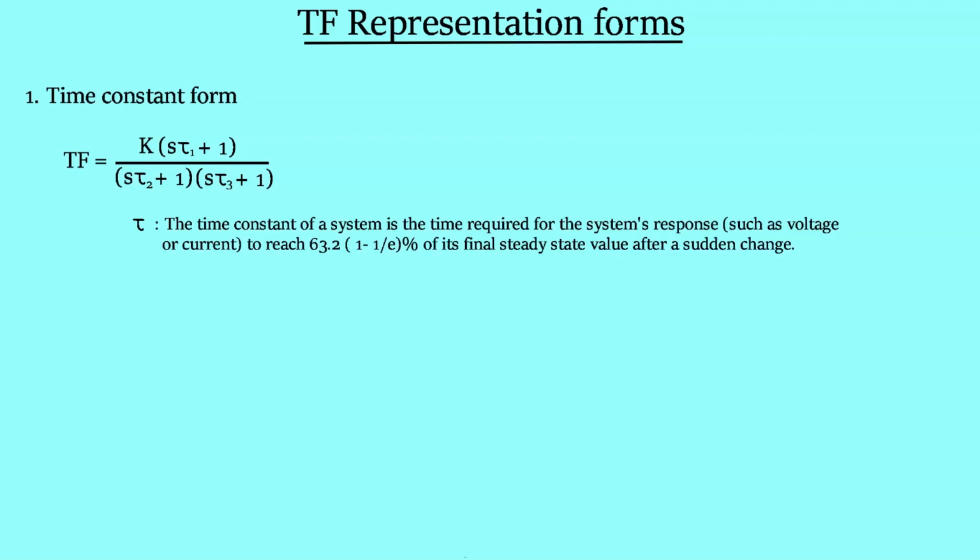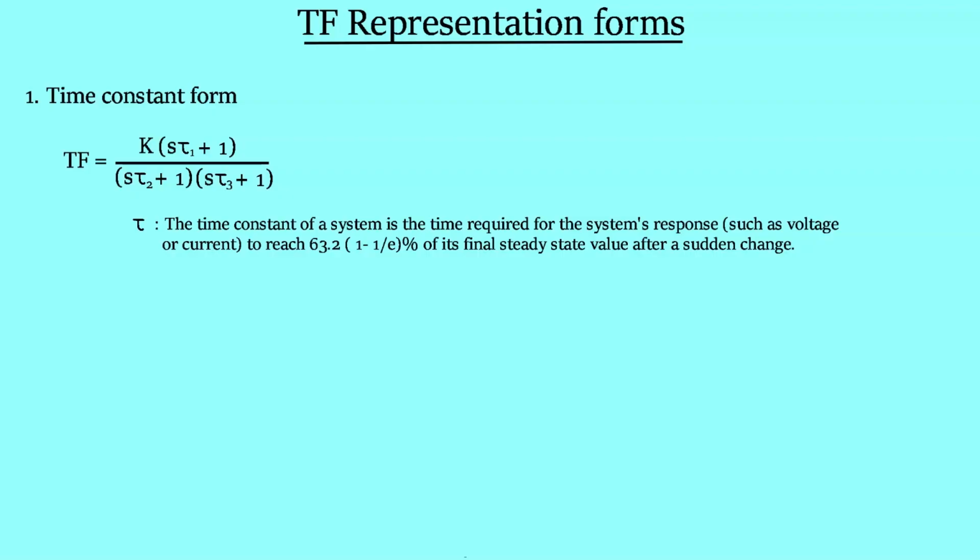The time constant of a system is the time required for the system's response to reach 63.2% of its final steady state value after a sudden change is applied on the system. I hope it is not the first time you are hearing the word time constant. The concept of time constant actually originates from electrical circuits, where we have resistance, capacitor and inductor, and the expression of time constant is derived in terms of resistor, capacitor and inductor. However, that is not required here.